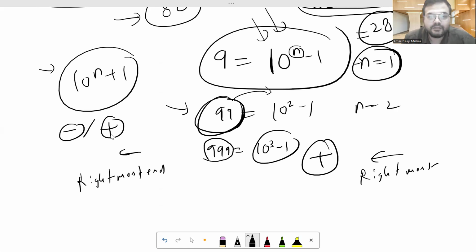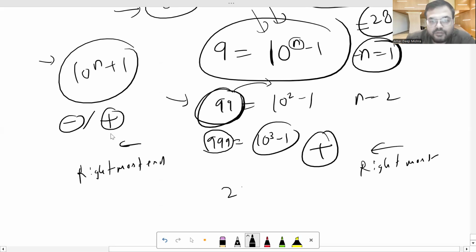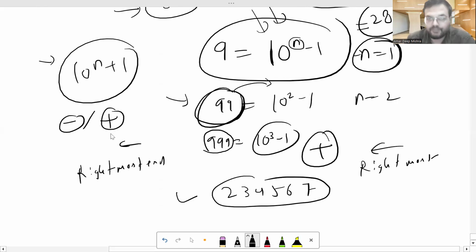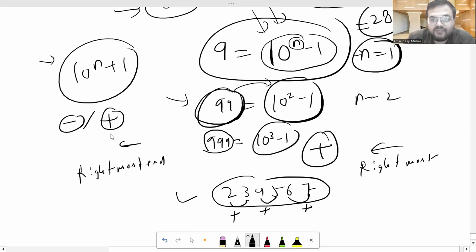For example, I take 2, 3, 4, 5, 6, 7. You want to check whether this number is divisible by 99 or not. So what will you do here? You'll take 67, 45 and 23 and add them. Because the format is 10 power n minus 1. This is the format. So in this, you have to add only. So 67 plus 45 is 112, plus 23 is 135.